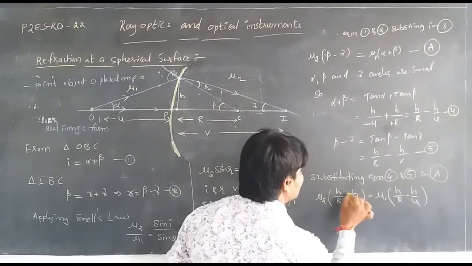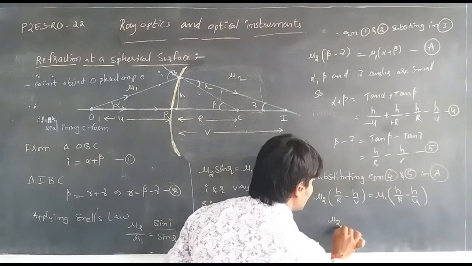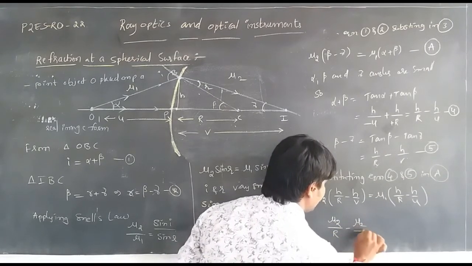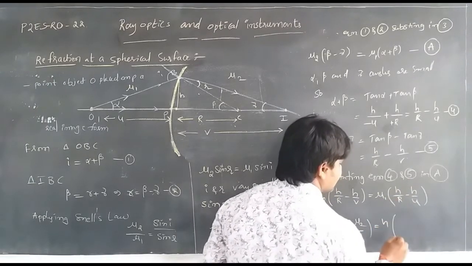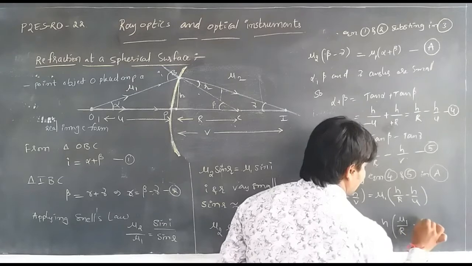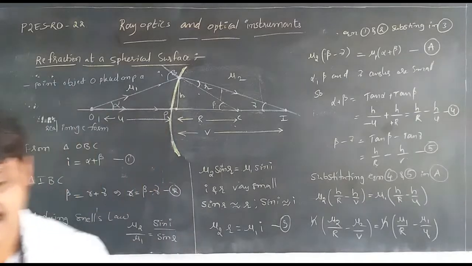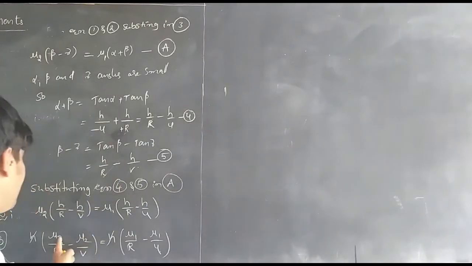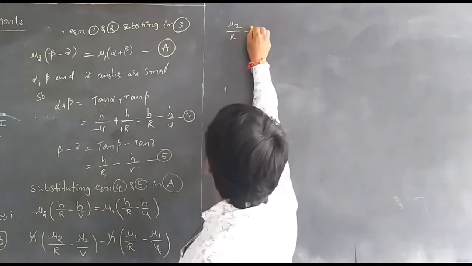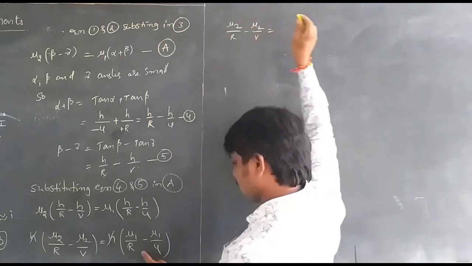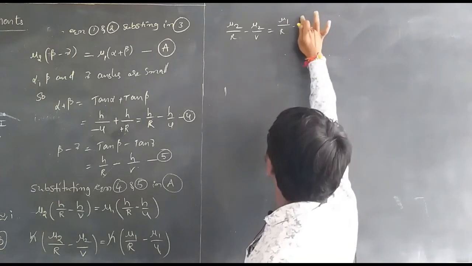Then whenever we multiply inside mu2 and mu1 also, we can get mu2 by R minus mu2 by v, with h taken outside, and mu1 multiplied inside, then mu1 by R minus mu1 by u. So h can be cancelled. So after this, mu2 by R minus mu2 by v is equal to mu1 by R minus mu1 by u.